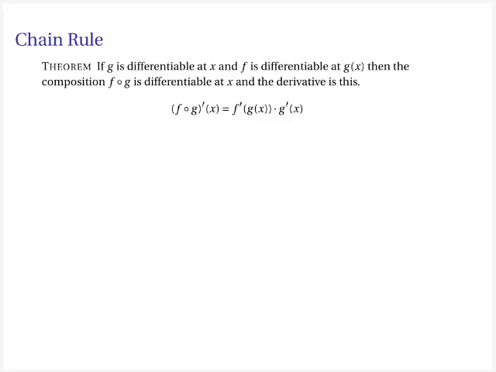Okay, so that's the chain rule. That's the formula we need. If g and f are differentiable, the composition is differentiable, and the derivative is this. The derivative of the composition is: you take the derivative of f and plug in g of x, and then multiply by the derivative of g at x.